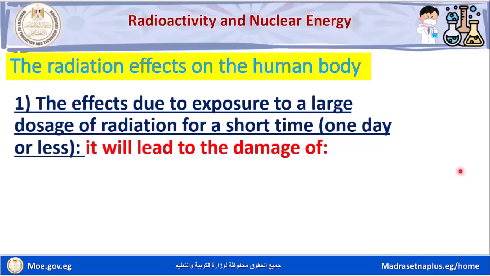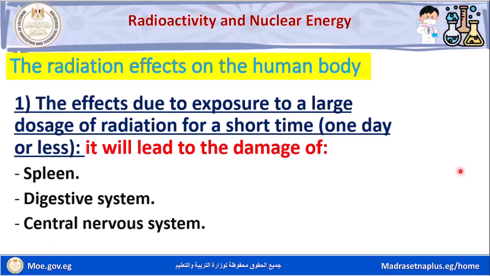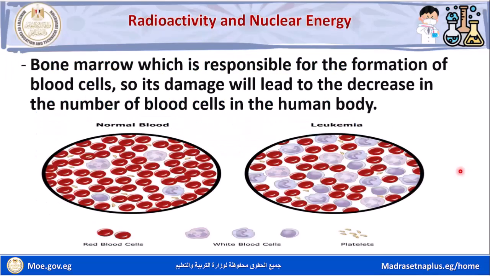According to number 1, the effects due to exposure to a large dosage of radiation for a short time, 1 day or less, it will lead to the damage of the spleen, digestive system, central nervous system, and bone marrow, which is responsible for the formation of blood cells. So its damage will lead to a decrease in the number of blood cells in the human body.